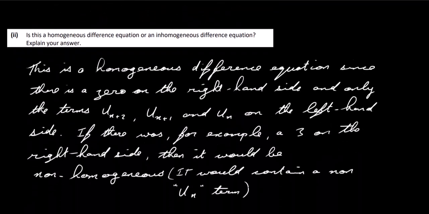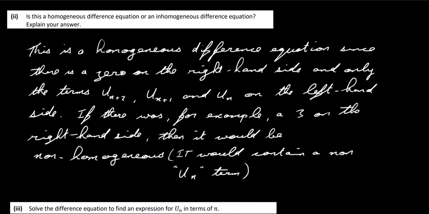In part 2 it says, is this a homogeneous difference equation or an inhomogeneous difference equation? Explain your answer. It's a homogeneous difference equation since there is a 0 on the right hand side and only the terms U_{n+2}, U_{n+1} and U_n on the left hand side. If there was, for example, a 3 on the right hand side, then this would be non-homogeneous. In other words, there would be a term in there that's not a U_n, U_{n+1} or U_{n+2}.